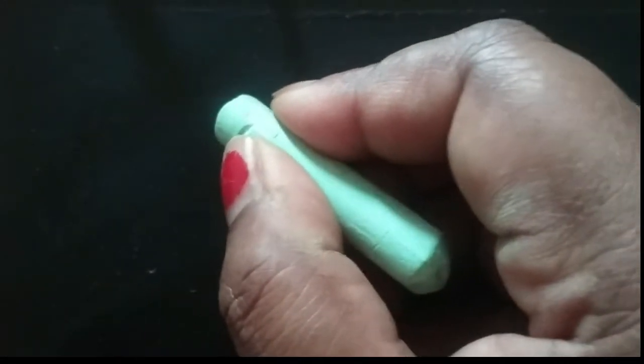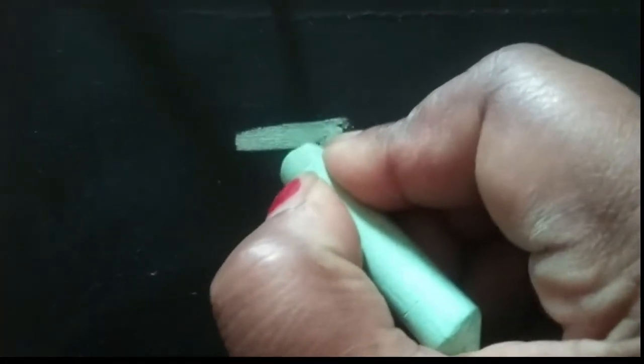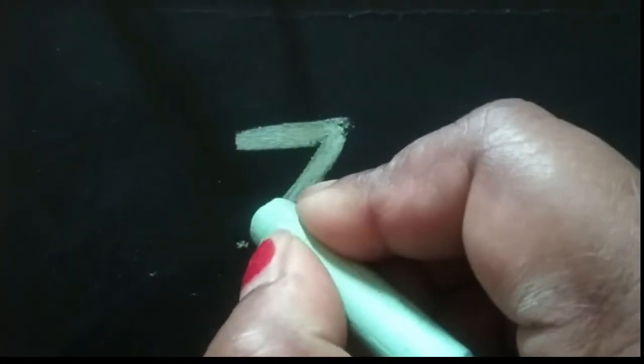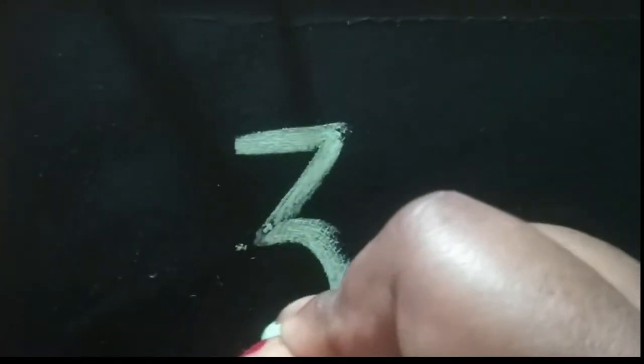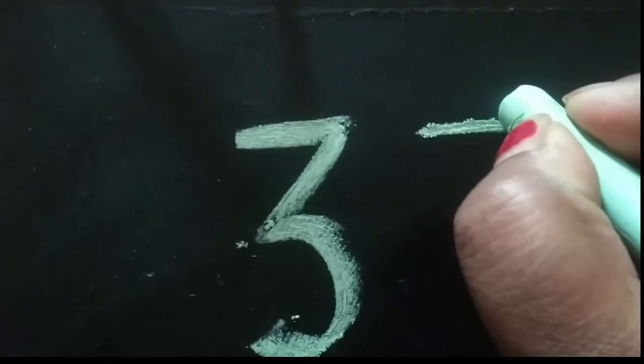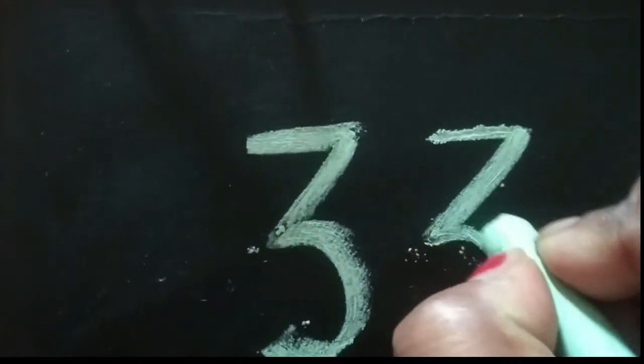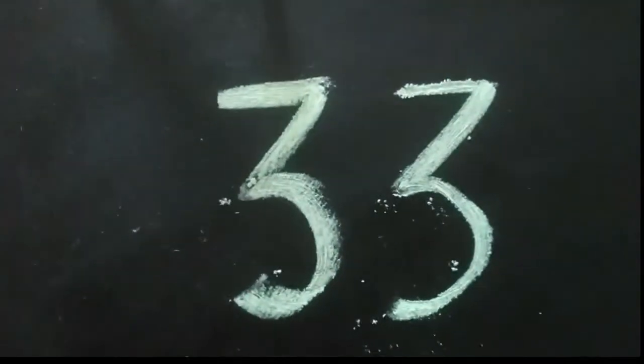We need one sleeping line, one slanting line, join a curve. One sleeping line, one slanting line, and join a curve. That makes number 3. 3 after which number? Yes, number 4. You have learned quite fast.